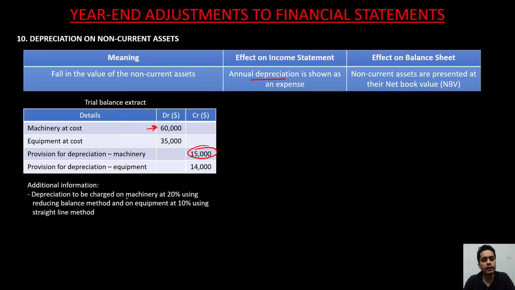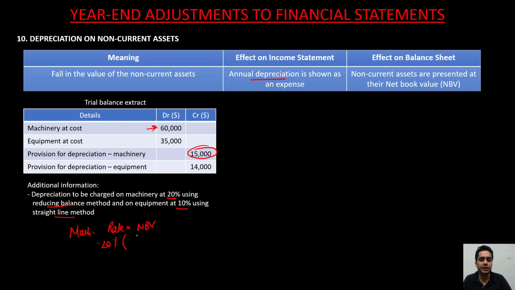Having a look at the additional information, we see that machinery is to be depreciated using 20% rate and reducing balance method, while equipment 10% rate and straight line method. Let's do the calculation first and then go to the income statement and balance sheet. If I do machinery depreciation, which is 20% reducing balance method, it means rate into net book value. So my machinery depreciation will be rate into net book value. Now what's my rate here? Obviously 20%. What's my net book value?